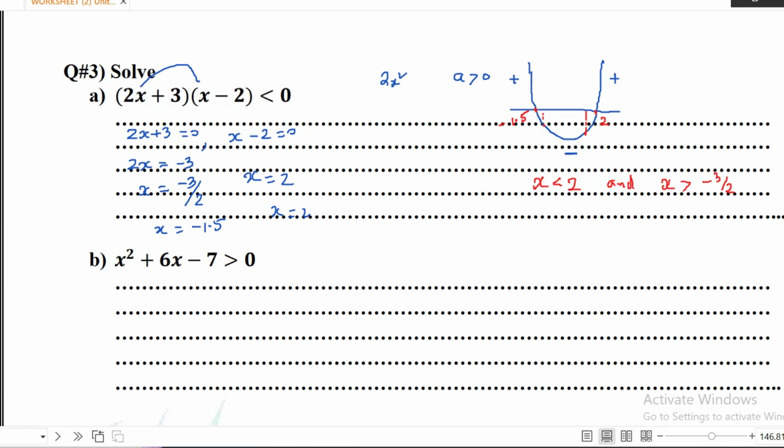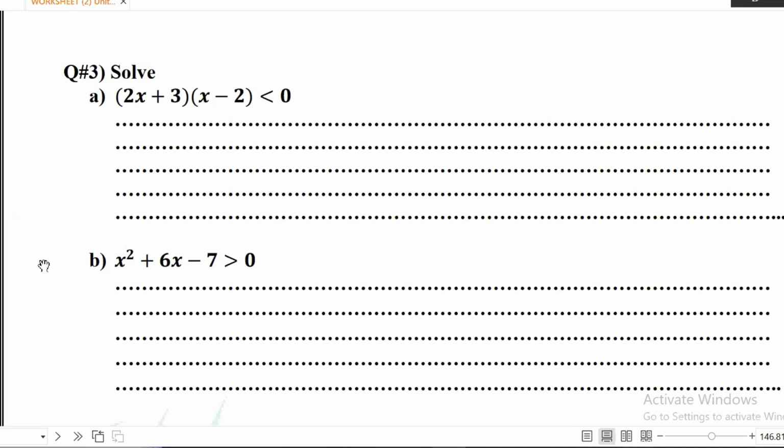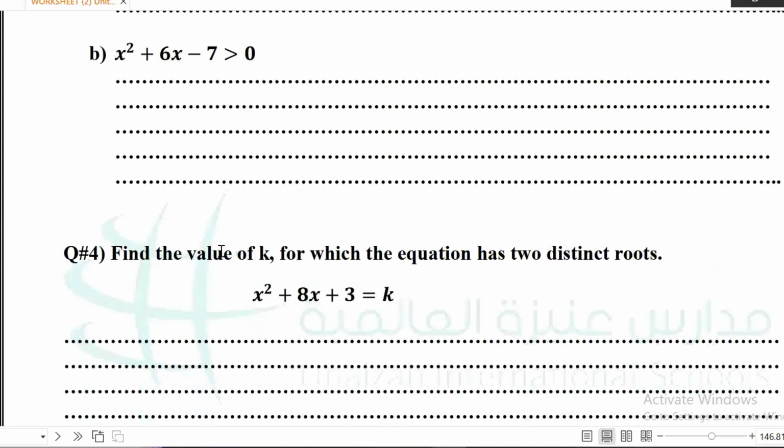We move on to the next. The next question is again x squared plus 6x minus 7, but now it's greater than 0. So first of all, we will try to find the x value by keeping it as x squared plus 6x minus 7 equals 0. And remember that we have different ways to solve this quadratic equation. We have the factorizing concept, completing the square, as well as the quadratic formula.